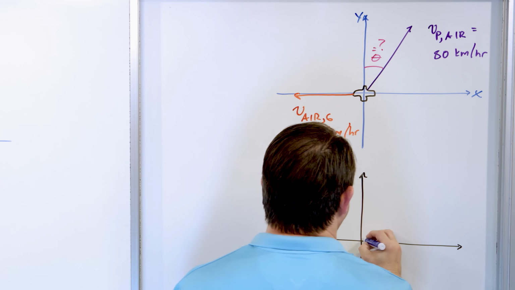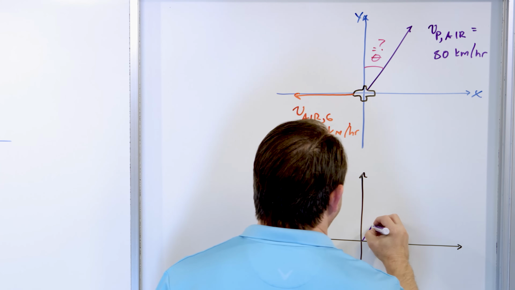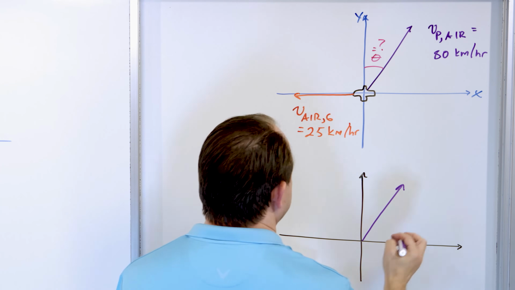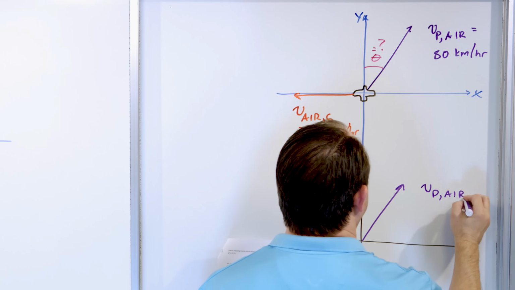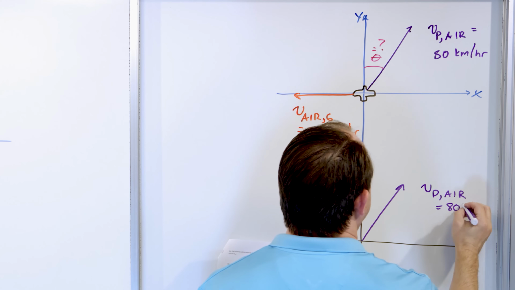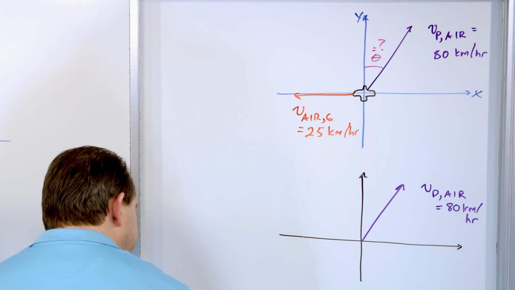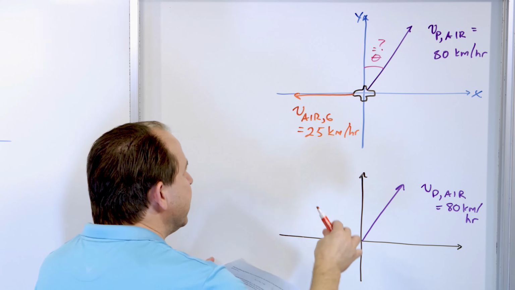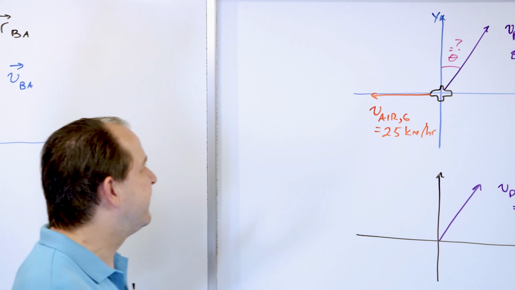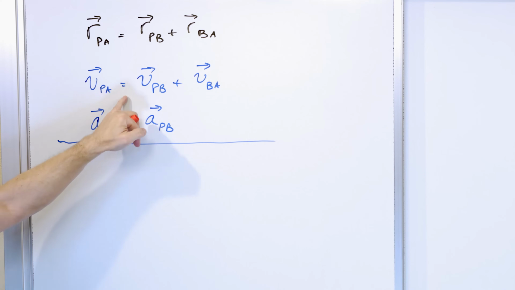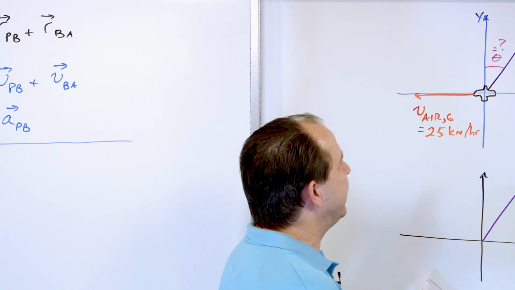The airplane is moving off, let me use the same colors. The airplane is doing this. And so I'm going to relabel this here, VPA, right? And it's 80 kilometers per hour, like this. And the wind is right here. But remember, when we add vectors, because that's ultimately what we're going to do, remember, this is all about adding vectors. We're going to write these down in a second, but we're going to end up adding the vectors, and you'll understand why in just a second.